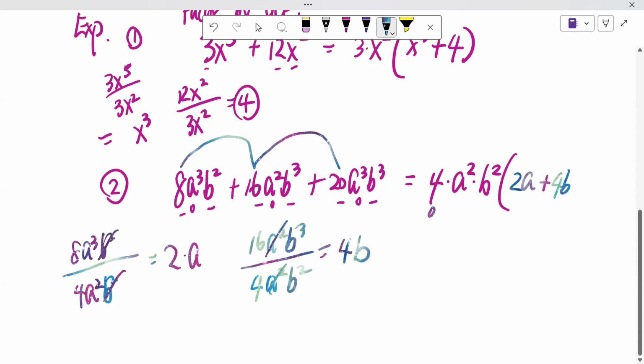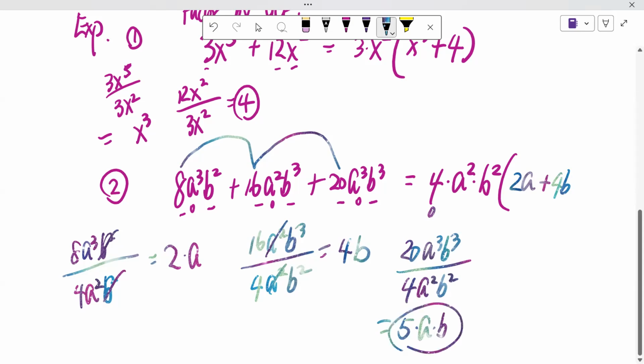The third term, we do 20a cubed b cubed over 4a squared b squared. 20 by 4, that's 5. a cubed by a squared is a. b cubed by b squared is b. So it's 5ab. Any questions about this?